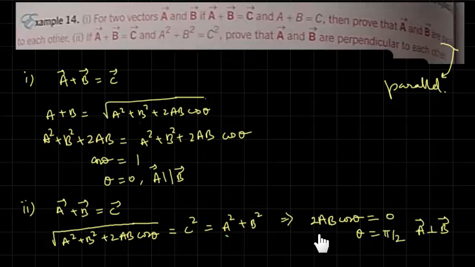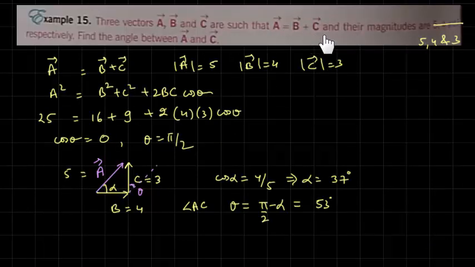So this implies that actually this will be just c, and is equal to root of a square plus b square. So when you square both sides, you will get cos theta is equal to 0, that means theta is pi by 2, that means a and b are perpendicular to each other.